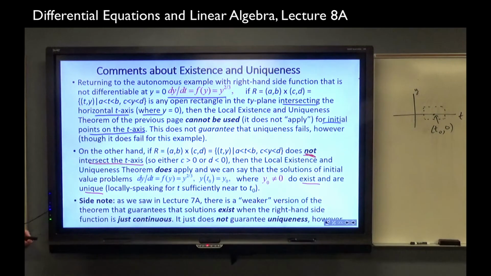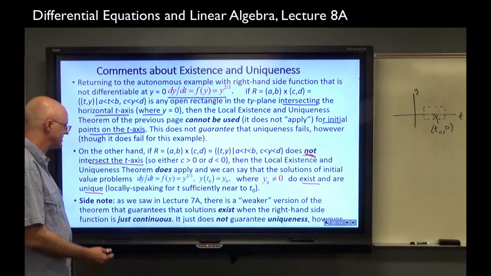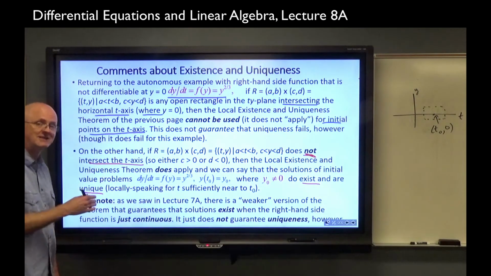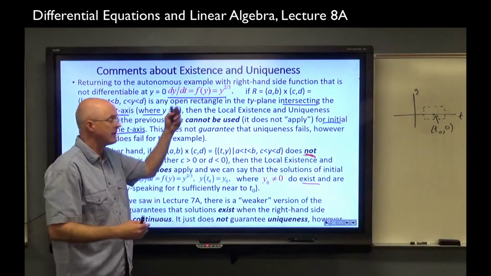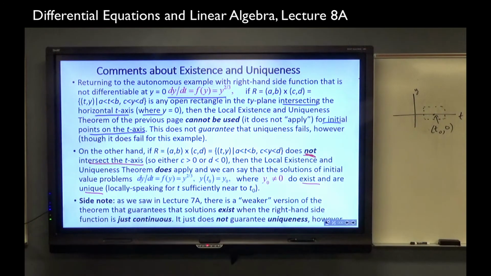As a side note, we saw in lecture 7a, there's a weaker version of the existence theorem that guarantees solutions exist when the right-hand side function is just continuous. That just continuity, even in this example here, the graph was continuous everywhere, is enough to guarantee existence, just not uniqueness.